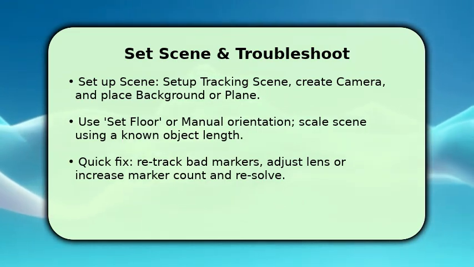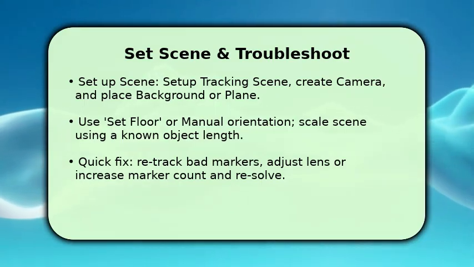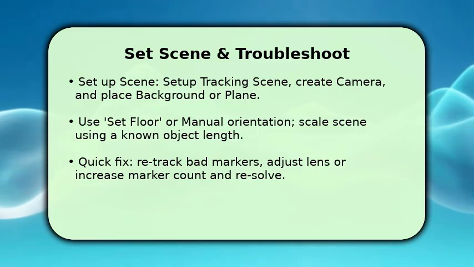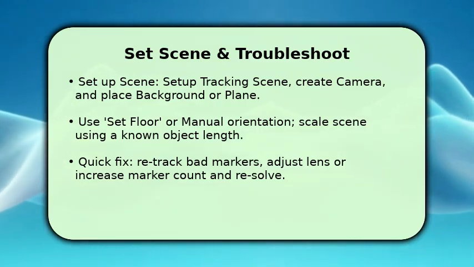If things go wrong, retrack or delete problematic markers, double-check lens data, and add more markers in different depths. Repeat solve. Incremental fixes quickly lower reprojection error and stabilize the track.